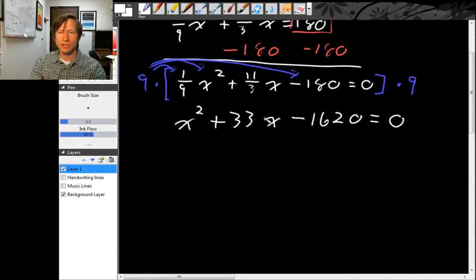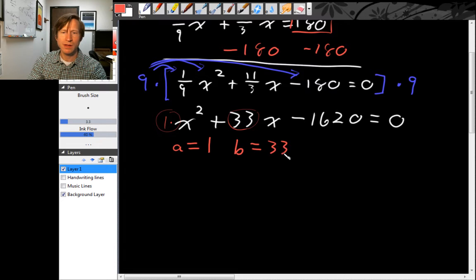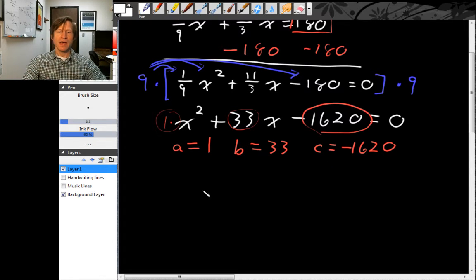All right, so here we go. This is going to be a little easier to put into the quadratic formula. So for our quadratic formula, a, the coefficient on the squared term, is 1. Remember, when there isn't a coefficient there, that's because it's actually 1. B, the coefficient on the first power term, that's going to be 33. And C, the constant coefficient, is going to be 1,620. But remember that the minus sign is part of C, so negative 1,620. And now we can just put this all into the quadratic formula and see what it gives us.